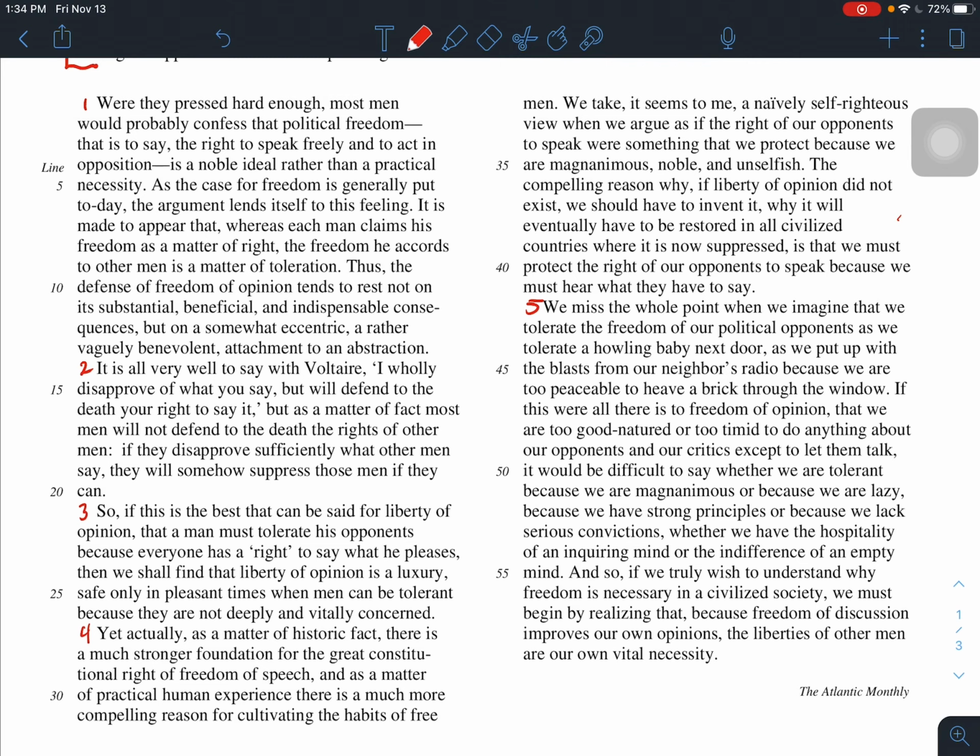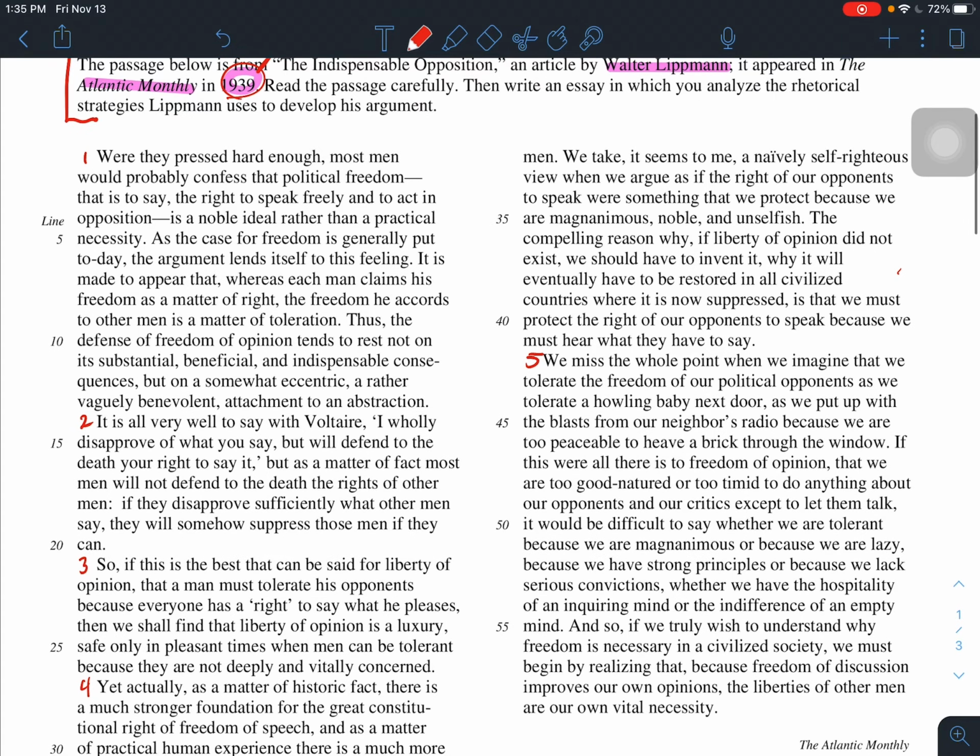Were they pressed hard enough, most men would probably confess that political freedom, that is to say, the right to speak freely and to act in opposition, is a noble ideal rather than a practical necessity. As the case for freedom is generally put today, the argument lends itself to this feeling. It is made to appear that, whereas each man claims his freedom as a matter of right, the freedom he accords to other men is a matter of toleration. Thus, the defense of freedom of opinions tends to rest not on its substantial, beneficial, and indispensable consequences, but on a somewhat eccentric, a rather vaguely benevolent attachment to an abstraction.